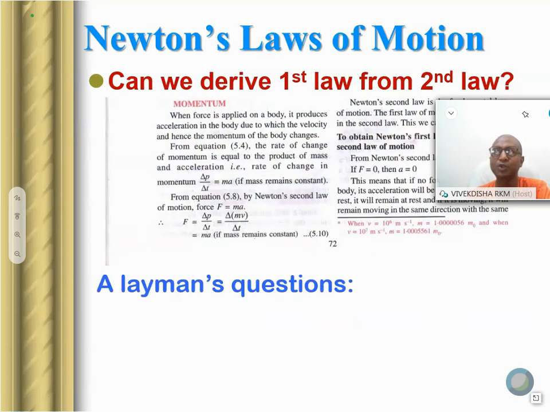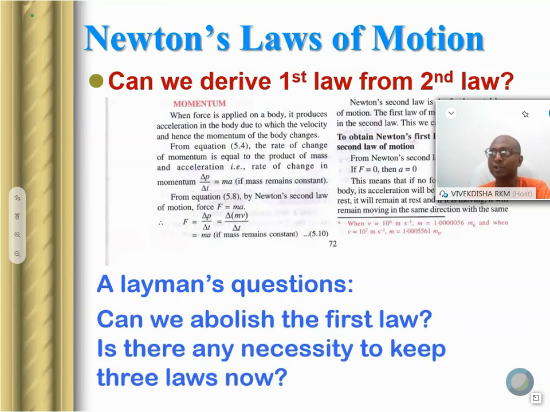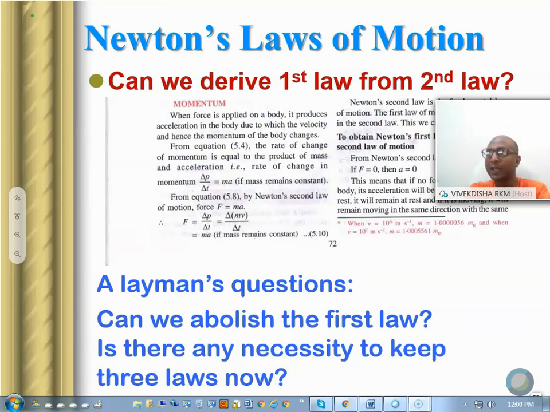This was the case. A layman's question we were asking: if we can derive the first law from the second law, can we abolish the first law, because the first law is a corollary of the second law? Or in other terms, is there any necessity to keep three laws now? Because sometimes you will also find that the third law can also be derived from the second law. So what's your response? That is the question here.